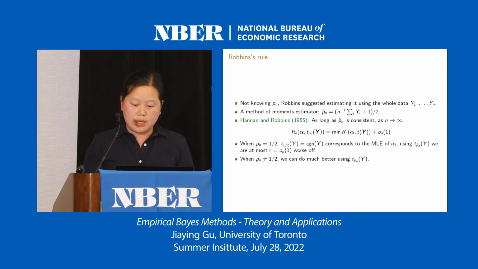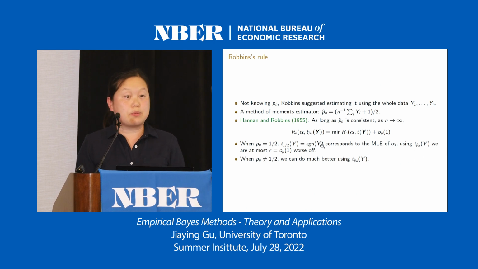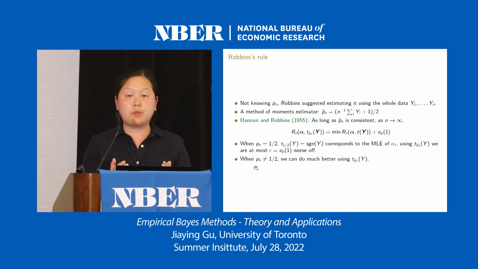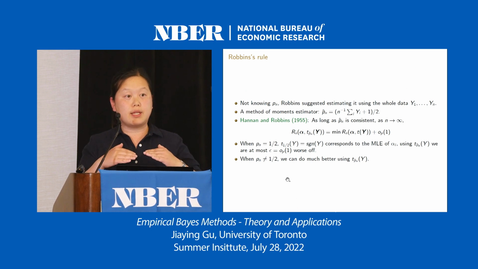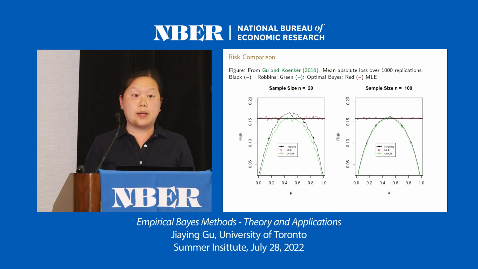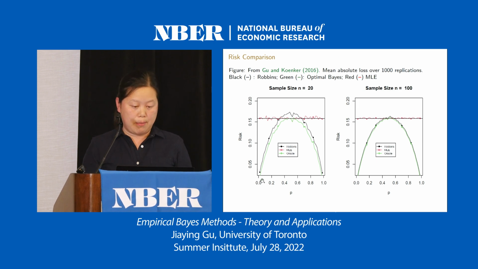In that context, using the Bayes rule, we can show that it is at most epsilon worse off, and this epsilon is small. But for any other value of Pn, we are going to be much better off using Robbins' estimator than sticking to the maximum likelihood estimator, which has constant risk. This is plotted in this figure, where on the left-hand side I have sample size 20. The red curve corresponds to the mean absolute loss for the maximum likelihood estimator, so just the sign of y. The black curve is the Robbins estimator, where we try to estimate Pn and mimic the Bayes rule.